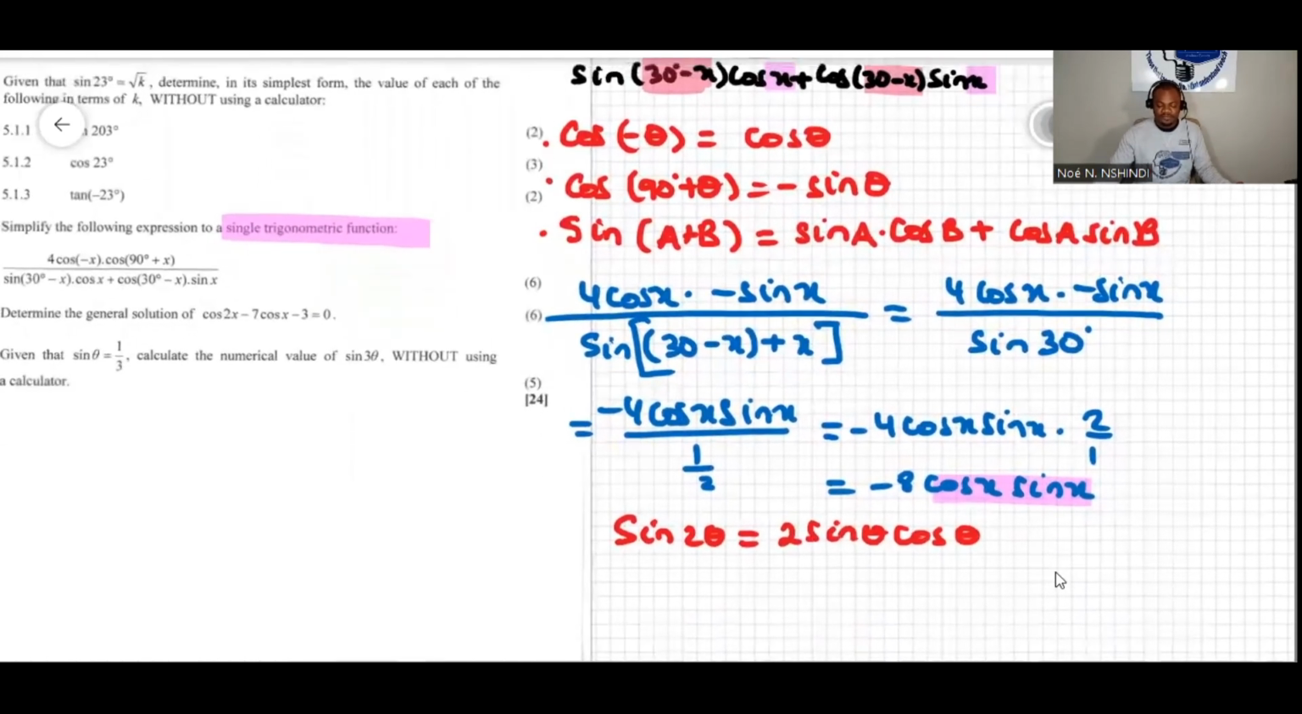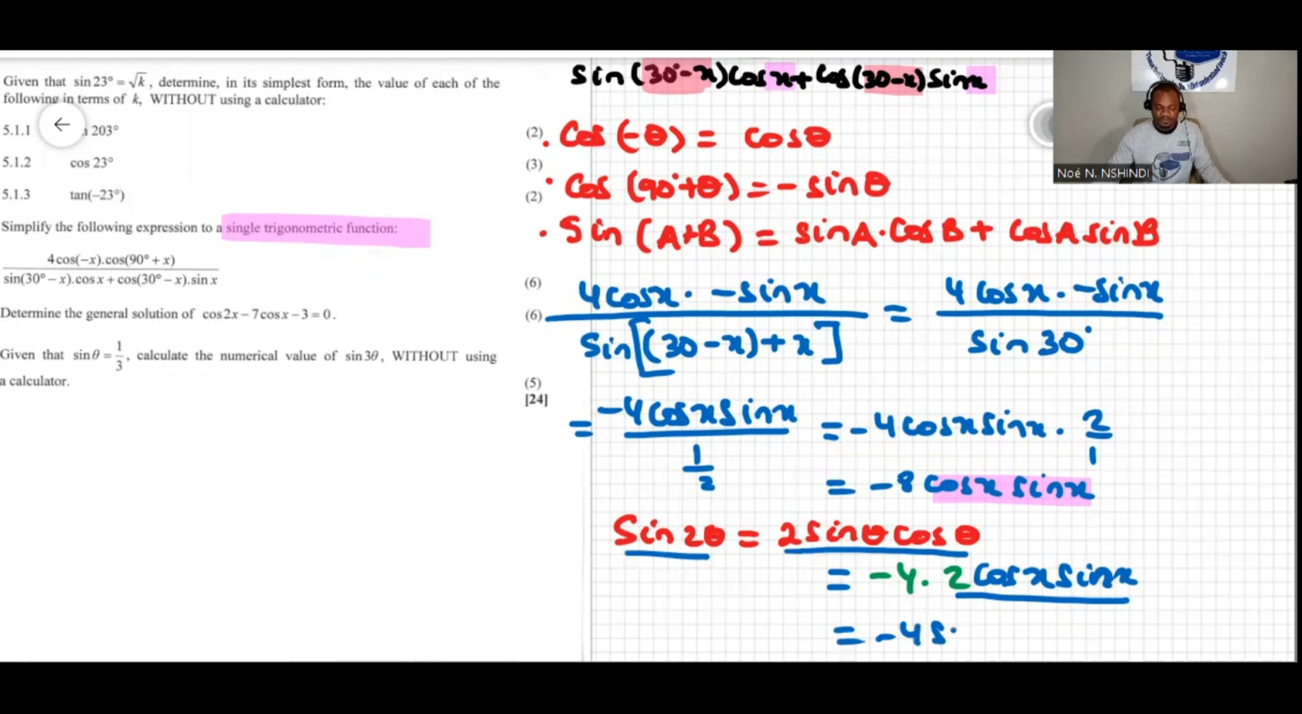The negative 8 cos x can be written as negative 4 times 2 cos x sine x, because negative 4 times 2 makes negative 8, and this part here is exactly that formula. So we can substitute there. This is equal to negative 4 sine of 2x. Now we have a single trigonometric function.